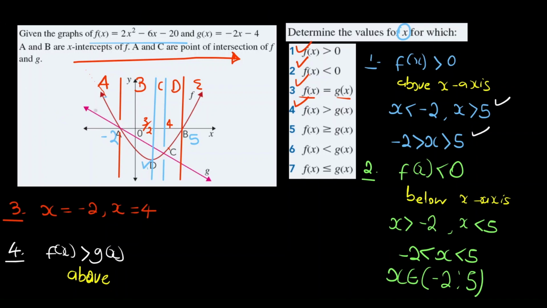So f of x, remember, from the left hand side, area A, we can see on area A that the parabola is above while the straight line is below. But at point A, they intersect, they're equal, meaning that none is above the other. But on the right hand side of point A, on area B and area C, we can see that the straight line is above and the parabola is below, meaning that G is above what?